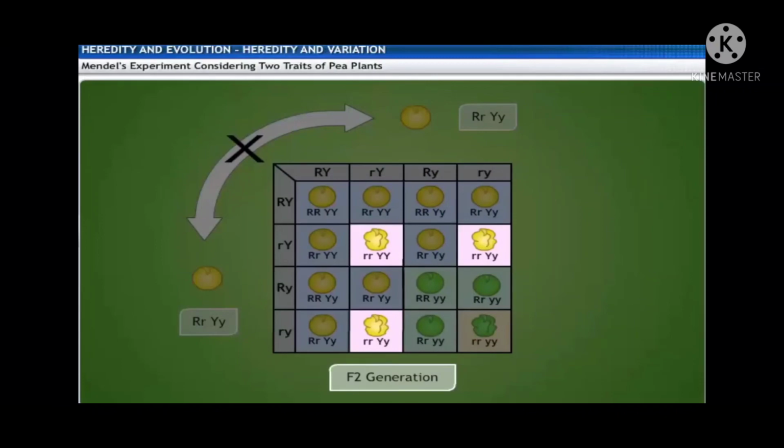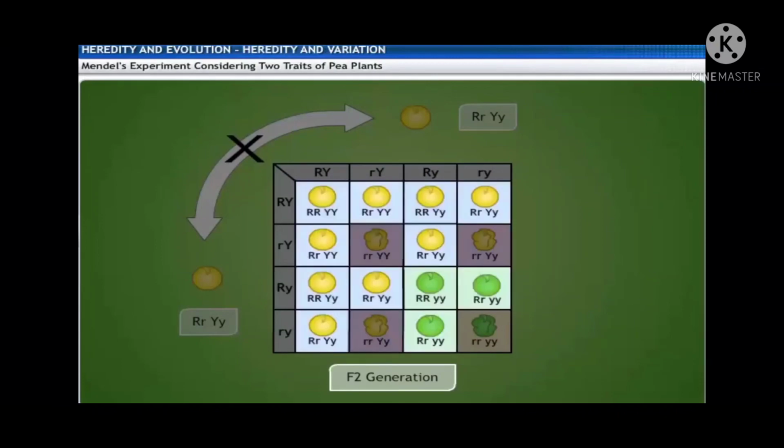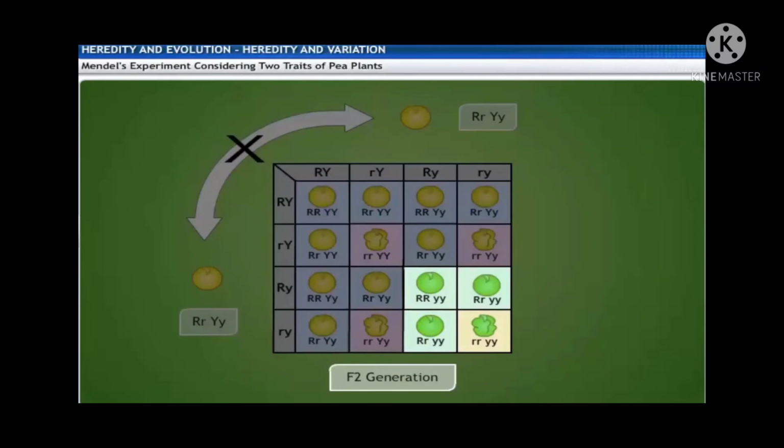Therefore, it can be safely concluded that the round or wrinkled trait and the yellow or green colored traits are independently inherited.